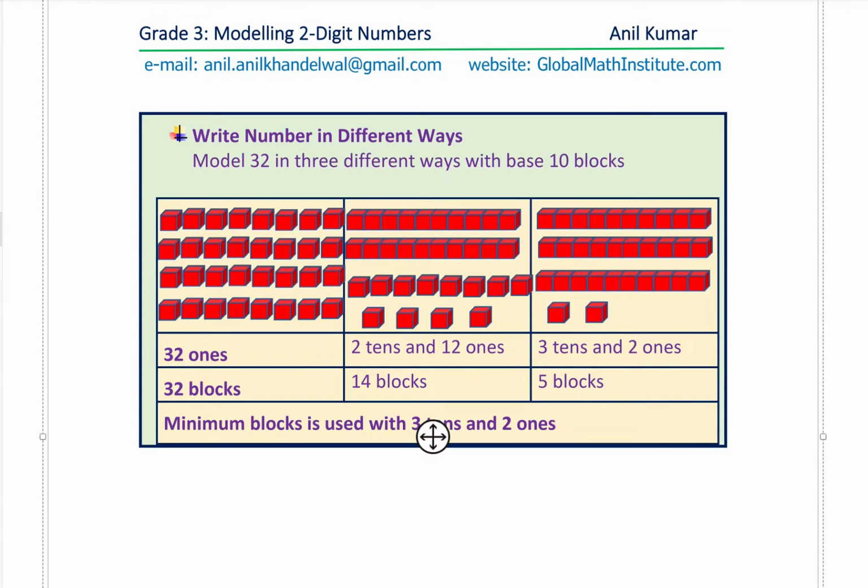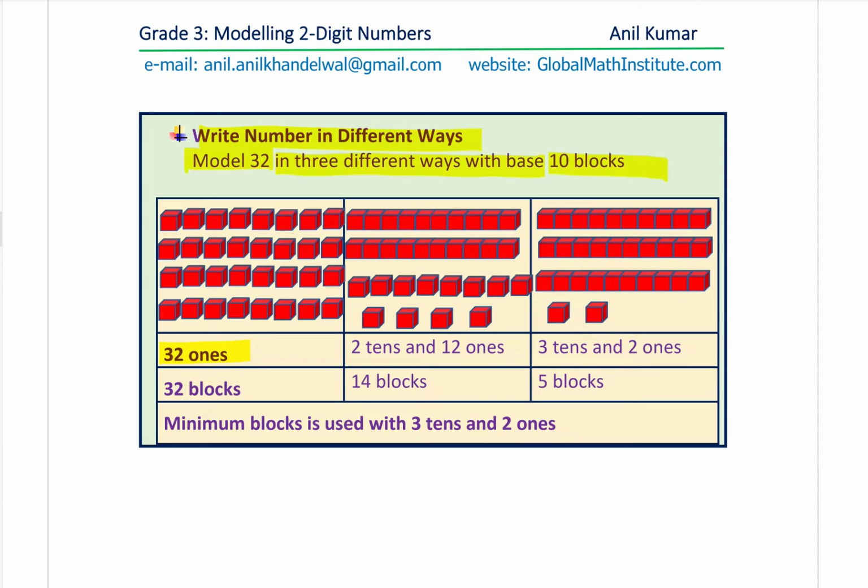Now we'll see how to write numbers in different ways. The question is, model 32 in 3 different ways with base 10 blocks. So one number 32 we have to write in 3 different ways. How can we do it? Well, we could have 32 ones, right? So these are my 32 ones. So I got 32 of these ones right here, correct?